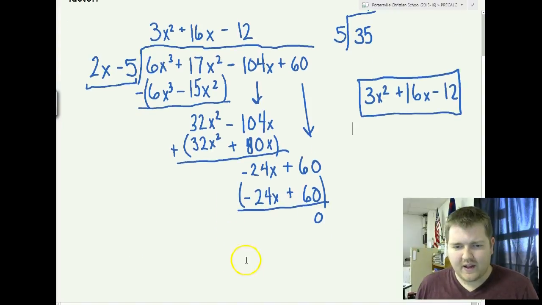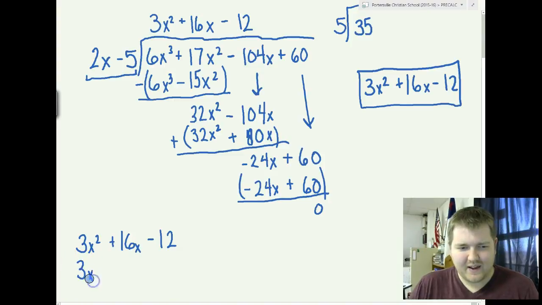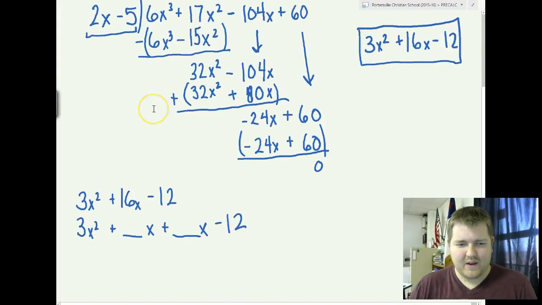Now there's just one last thing to do, since it does say factor completely, and this can be factored further. So what we have is 3x squared plus 16x minus 12. If we were to factor that even more, we could separate the 16x and figure out what two numbers will add to 16 to give me my factors.